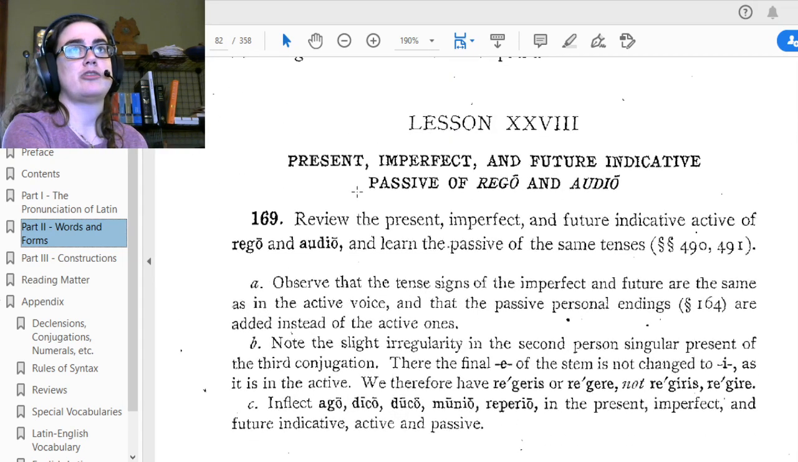All right. We're just going to breeze through. Look, he doesn't even write anything. Review them in this page in the back. Right? Because all you do is take the personal endings and change them with the passive personal endings. Note the slight irregularity in the second person singular present. The final E is not changed to an I, but remains an E. You have regeris, regere, not with the I there.